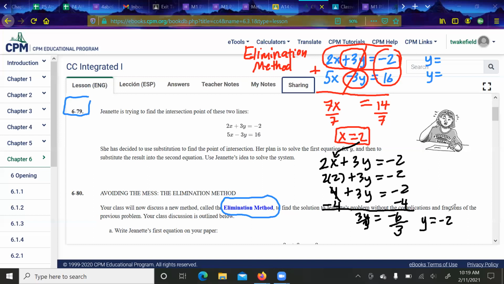Okay, so even though we found x and y, you want to always write your answer as an ordered pair, right? We have to rewrite it like this. So always put x first. X is 2, and then y is -2.